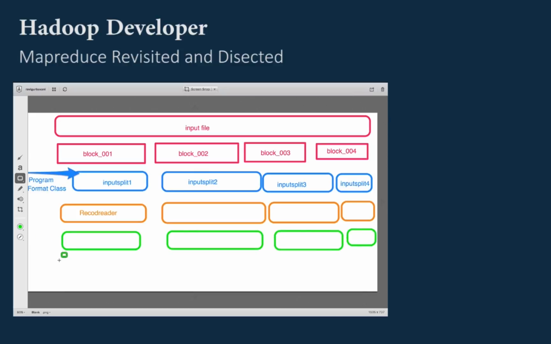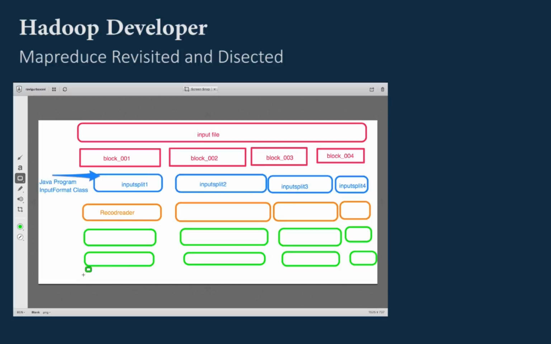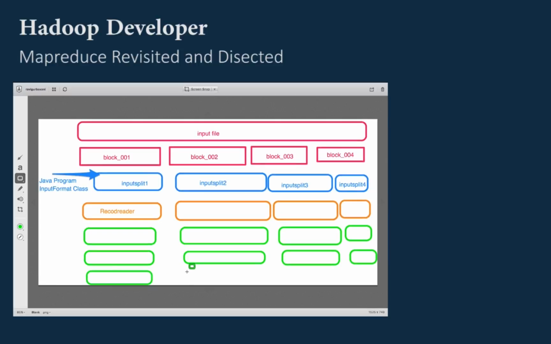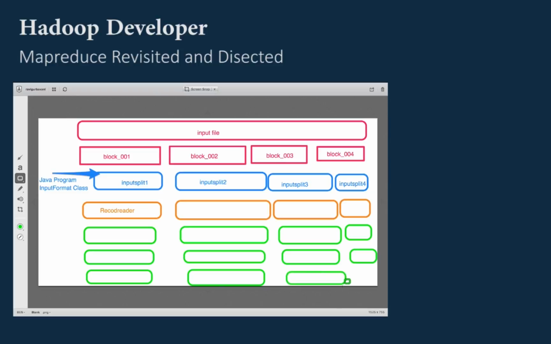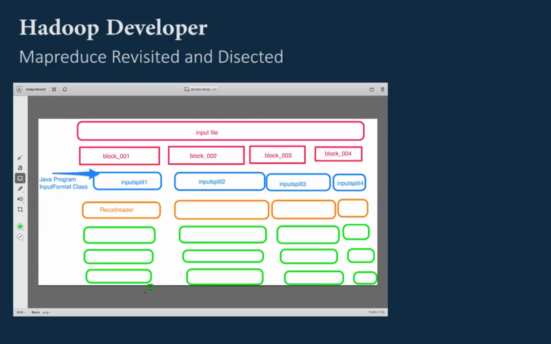After map, there is an optional phase called combiner. There is a phase called partitioner. And then there is shuffle and reduce.